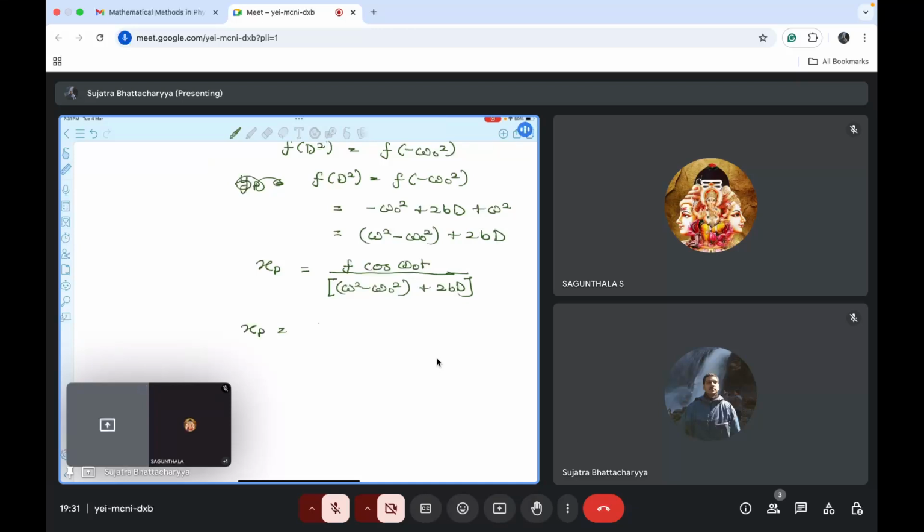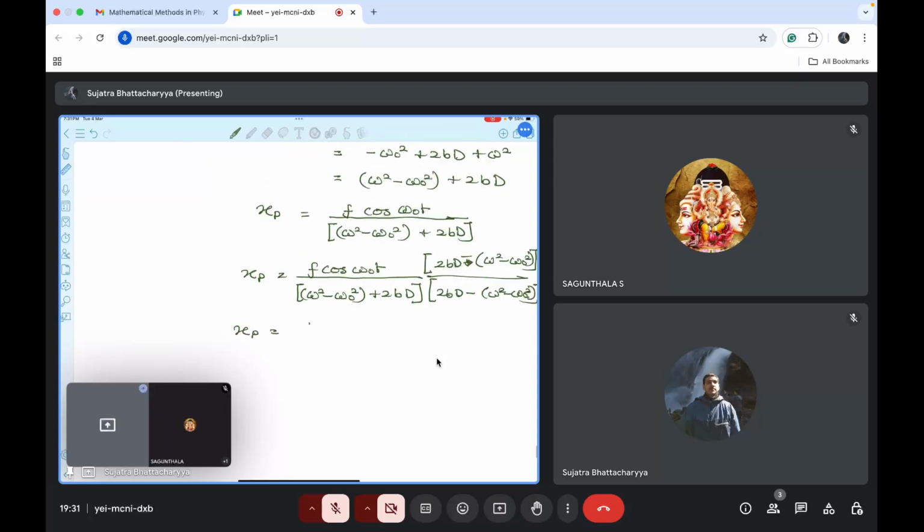So for that, what I do is that cos omega naught t, let it be like here, and let me write the thing in the denominator as it is, and then we multiply this with 2bd minus omega square minus omega naught square, and divide by the same thing, 2bd minus omega square minus omega naught square. That's all. So x of t will be f of cos omega naught t. So it will be 2bd minus omega square minus omega naught square.